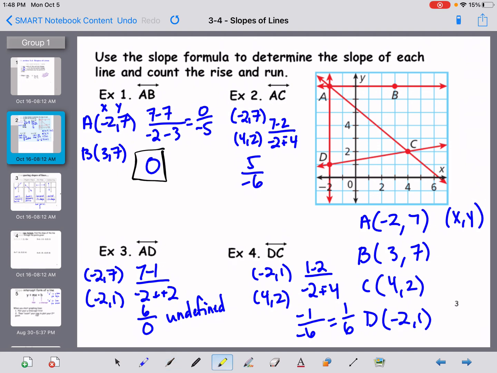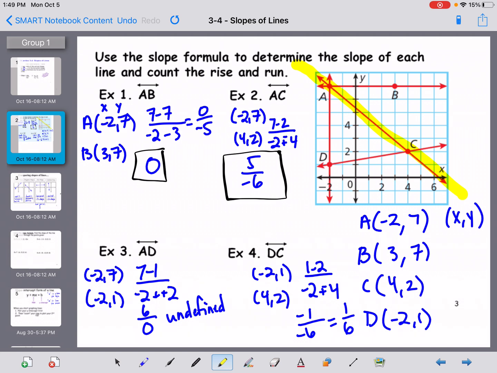And if I look at example 1, line AB, there's line AB, and I hope you remember that horizontal lines have a slope of 0. The Z's go together. All right, example 2, I plugged and chugged, and I got 5 over -6. So let's now look at line AC.